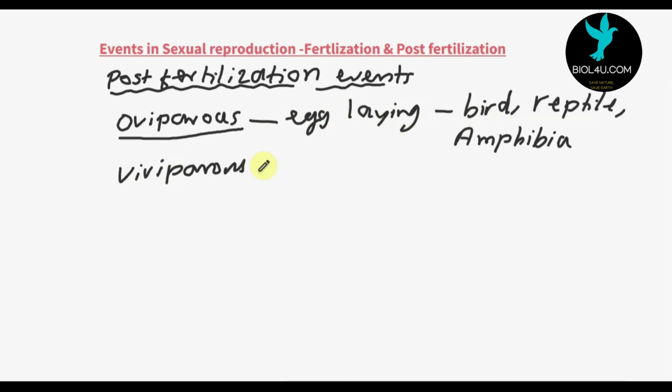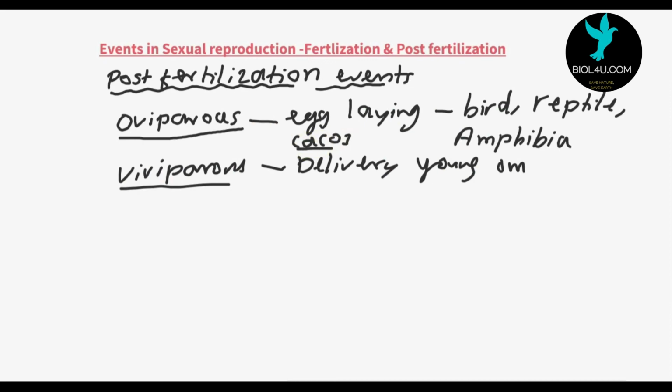So the organism that delivers the young one is known as a viviparous animal. Those organisms that deliver the young one are known as viviparous organisms. So, oviparous and viviparous. In the case of the oviparous, it produces an egg having a calcareous shell, a shell made up of calcium carbonate. It is very hard, and it takes place in birds, reptiles and amphibia.